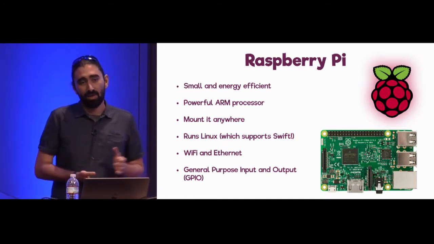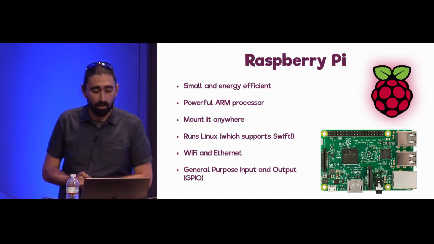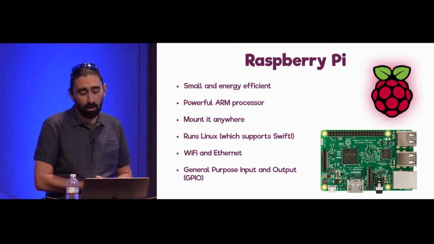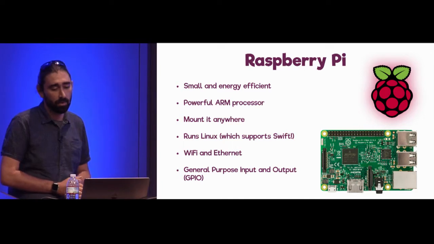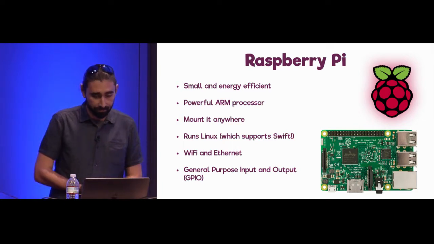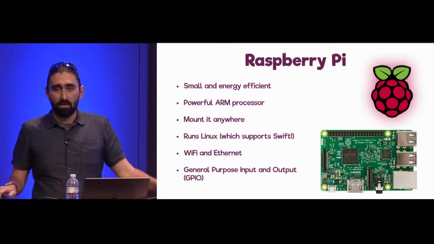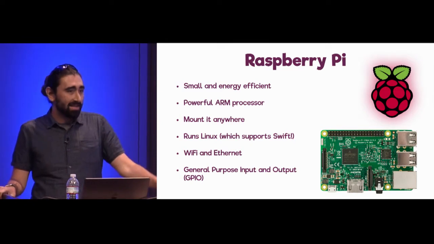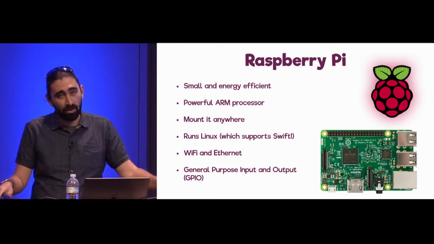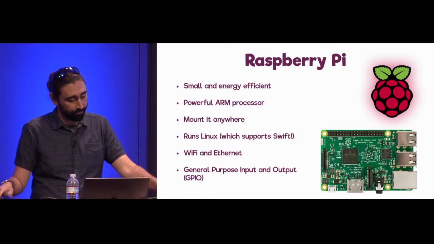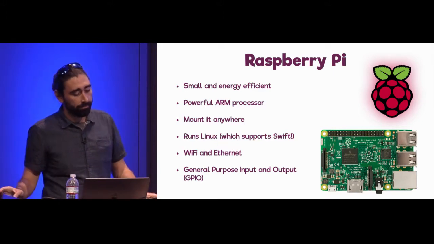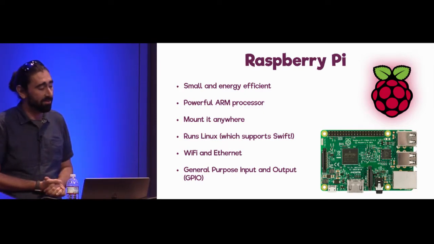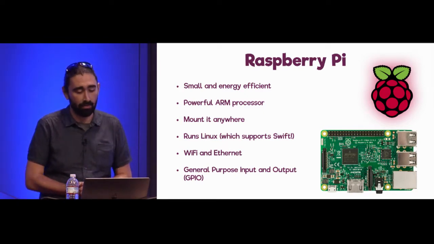It's so small, it's practically the size of a credit card. You can mount it virtually anywhere you want, which is naturally amazing if you're trying to build a device that connects to real things. It runs Linux, also similar to an iPhone, so it gives you access to a wealth of software, including, critically, Swift, the Swift compiler. Of course, it has both Wi-Fi and Ethernet, so internet connectivity is not going to be a problem for us.